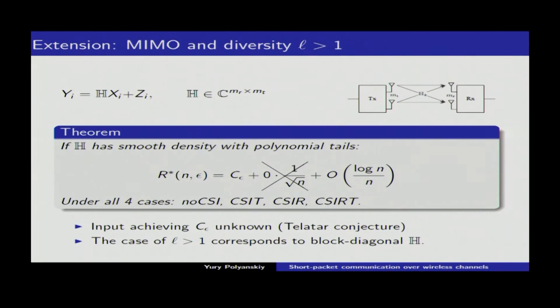It all works, and a moment of reflection can tell you that when you have several diversity branches, not one, you can just think of it as a block diagonal MIMO channel, right? So just stack together different time realizations. So in particular, all this stuff extends from L equals 1 to L greater than 1.